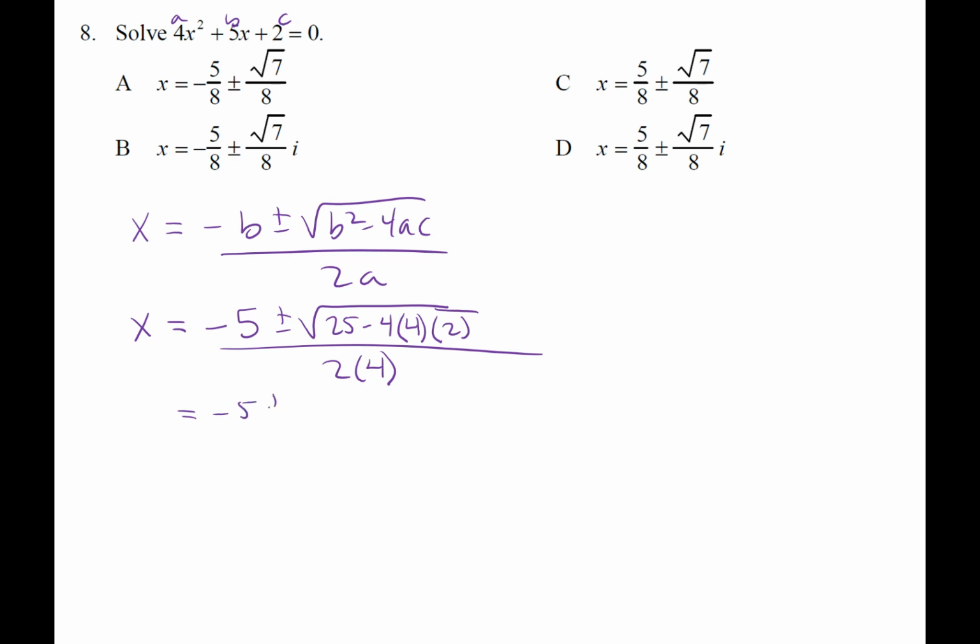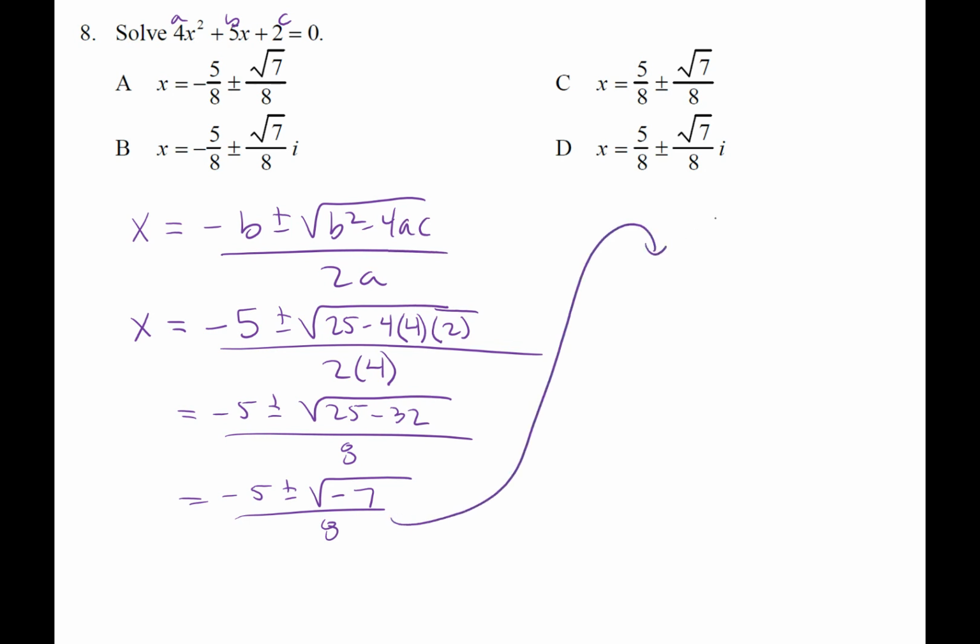So negative 5 plus or minus square root of 25. We've got 16 times 2 is 32, so negative 32 over 8. So negative 5 plus or minus square root of negative 7 over 8. Remember, when we see a negative under a radical sign, we have to pluck our i's out.